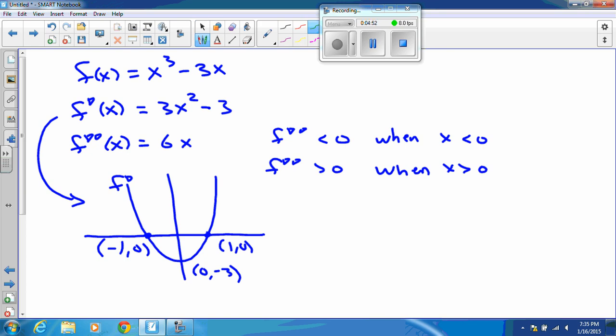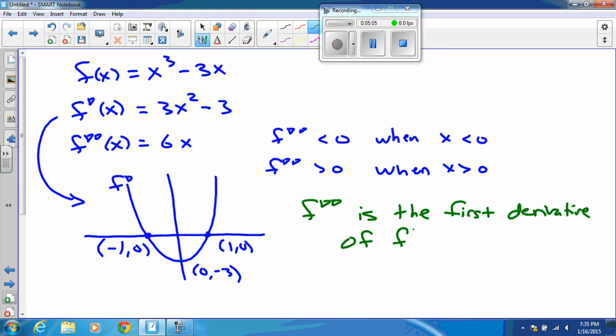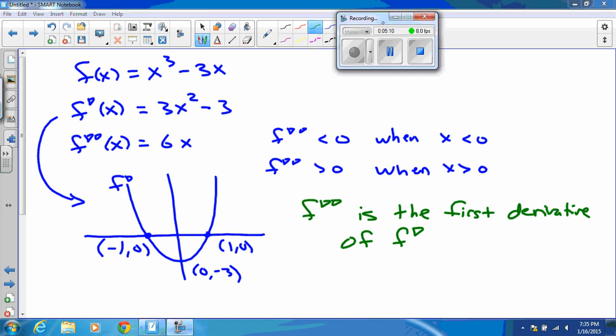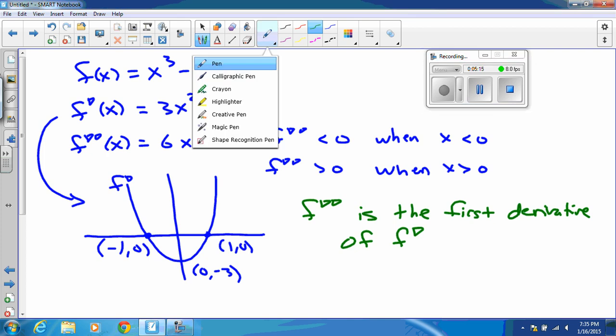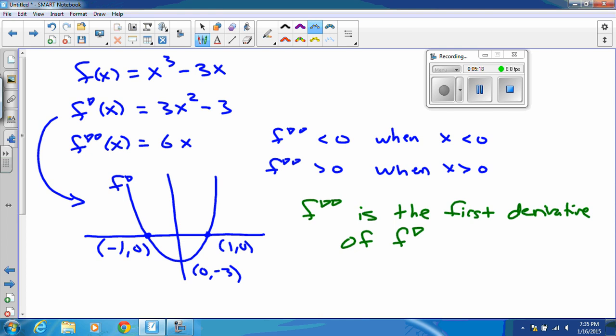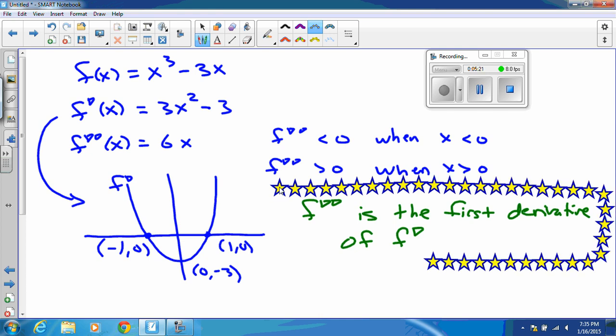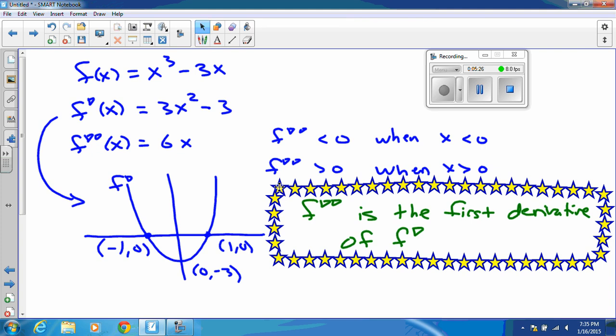To understand the meaning of f double prime, we want to always remember this. F double prime is the first derivative of f prime. And this is so important that we're going to give it stars. F double prime is the first derivative of f prime.